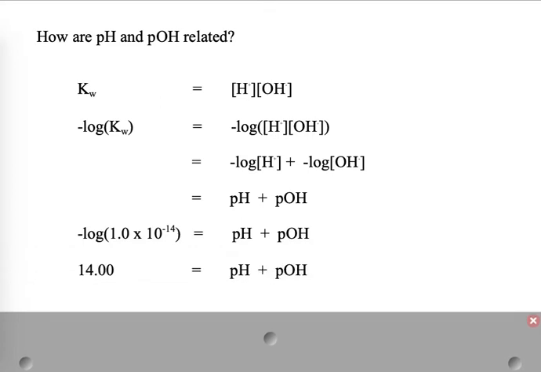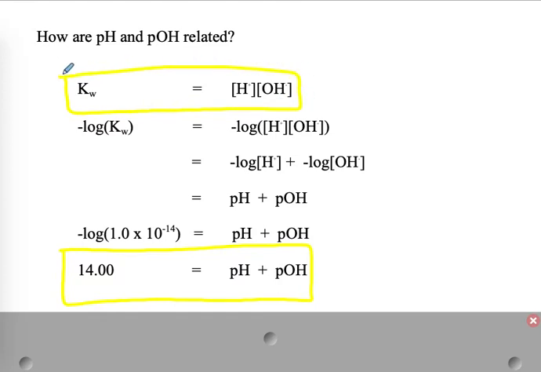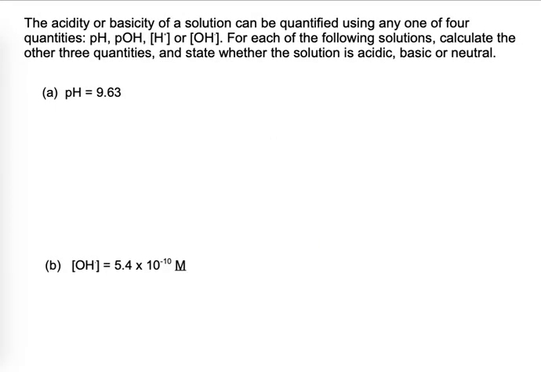So this gives me a very simple quantitative relationship between pH and pOH. Just as the hydrogen ion concentration and the hydroxide ion concentration multiply to give Kw, pH plus pOH add to give 14.00, which makes perfect sense mathematically. So let's do some exercises.